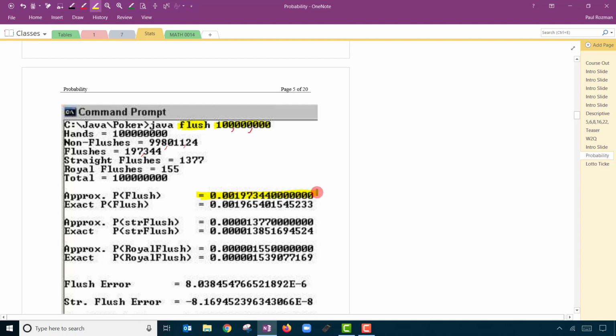I know the exact theoretical probability of getting a flush, and I output that as well so we could compare them. You can see that to at least 4 decimal places, we match. So it took me 100 million tries to get 4 or 5 decimal places of precision.